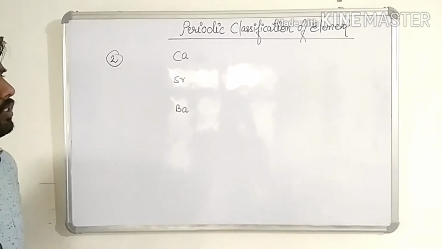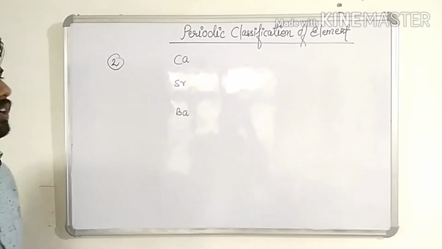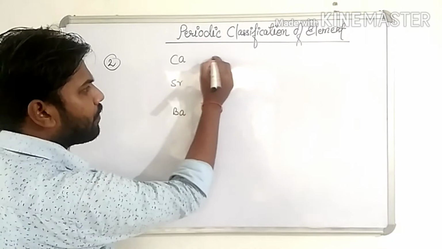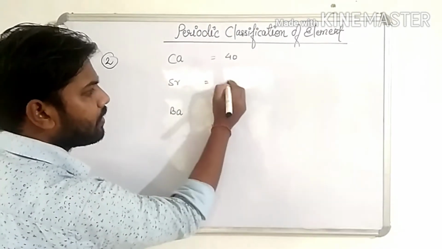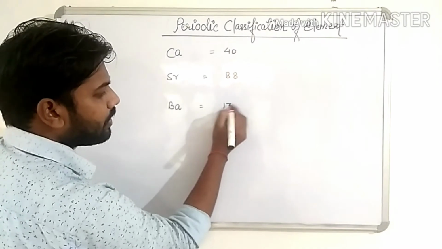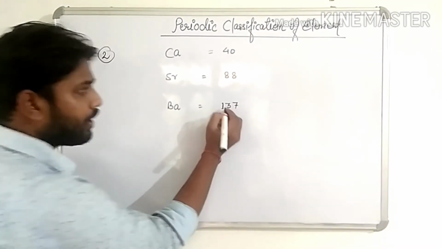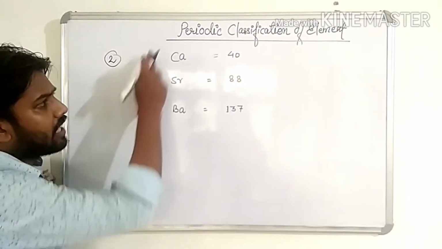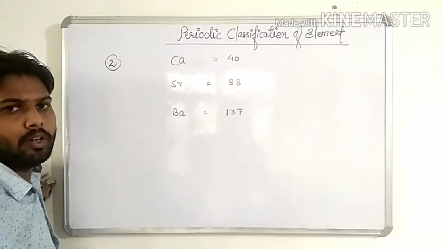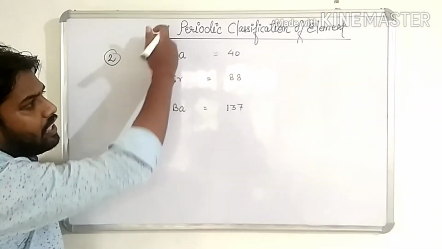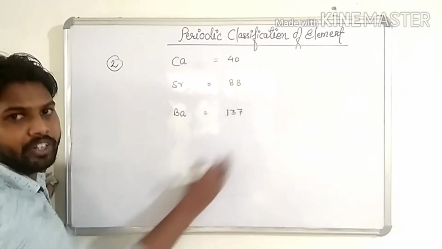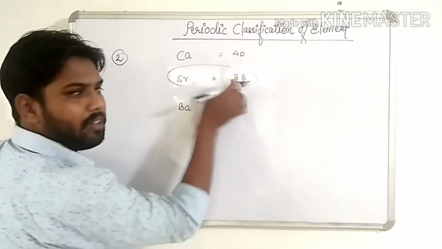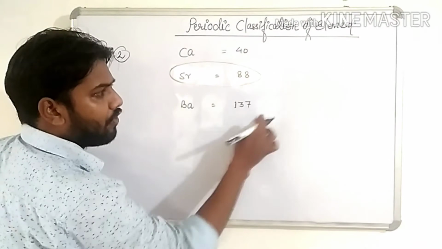Now, in the second triad, the elements were calcium, strontium and barium. Atomic mass of calcium is 40, strontium 88 and barium 137. Okay, these were the elements in the second triad, and they were showing similar chemical properties because they were arranged in the order of increasing atomic masses. So children, we can easily calculate the atomic mass of the middle element by the average of the other two elements.